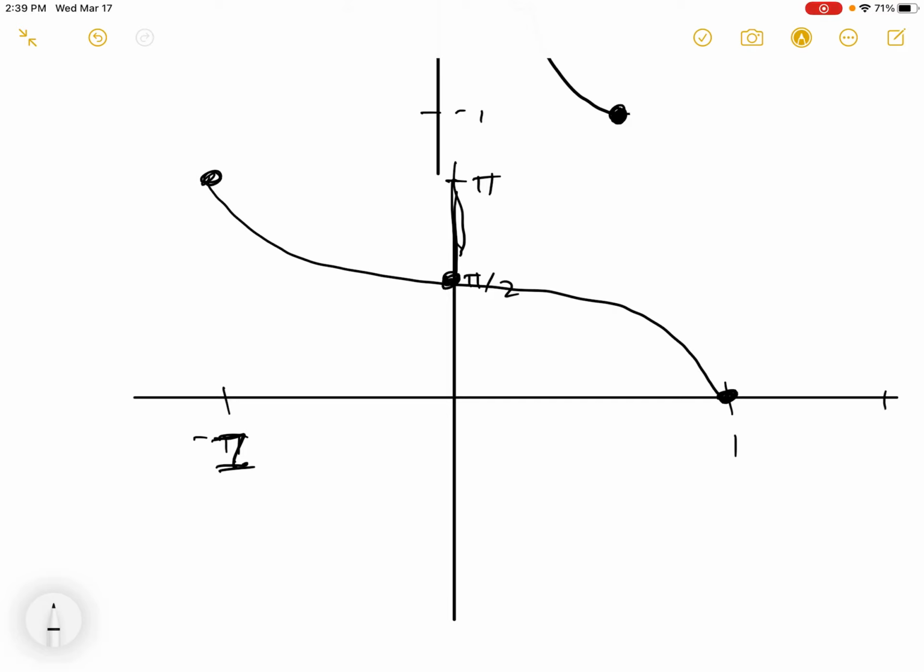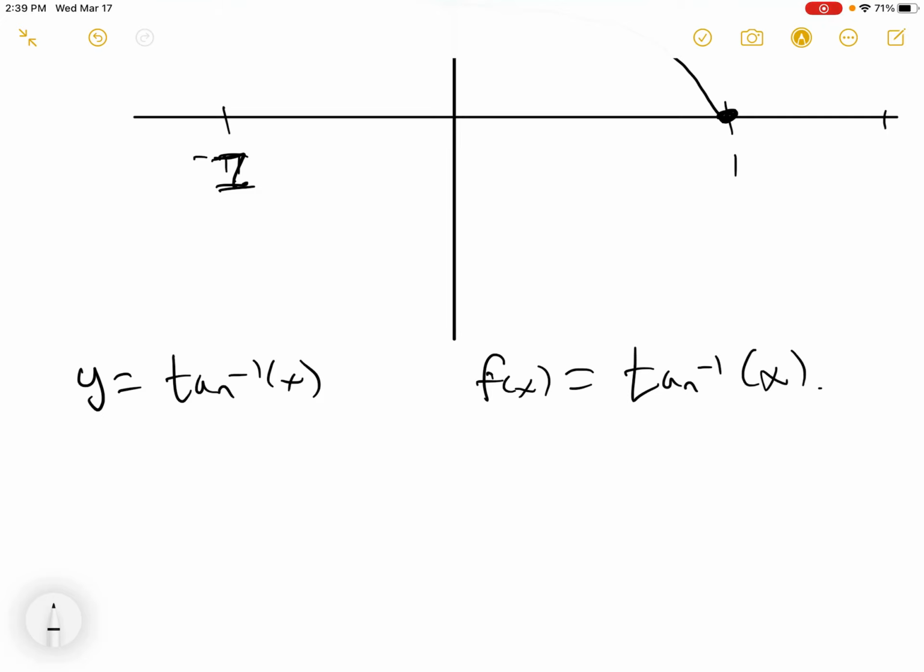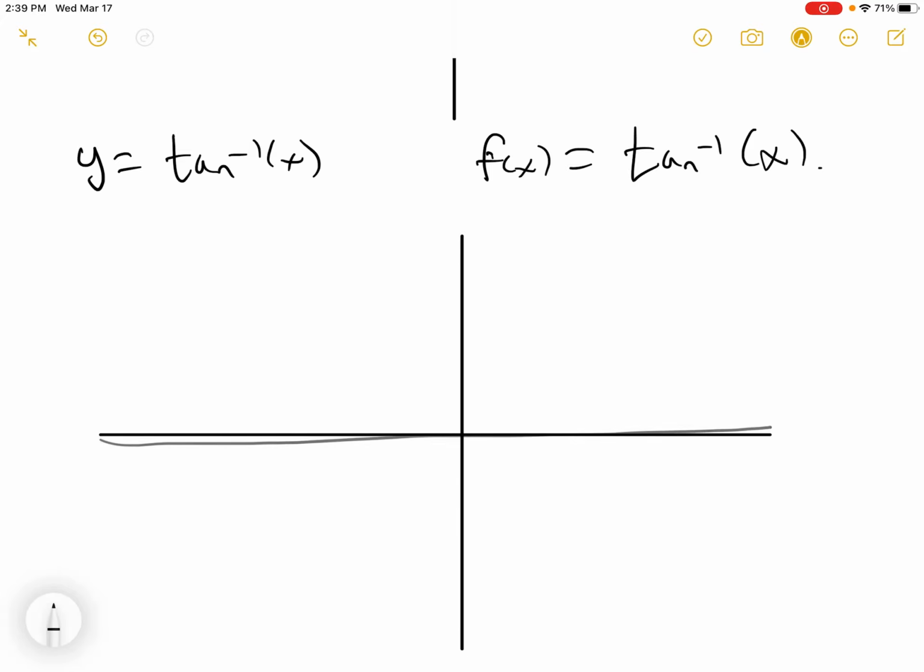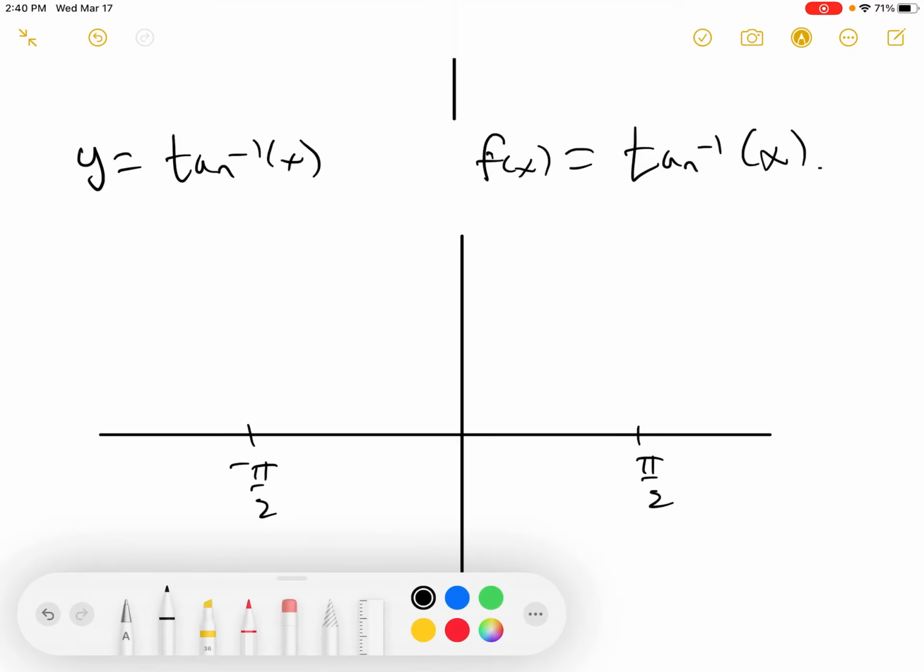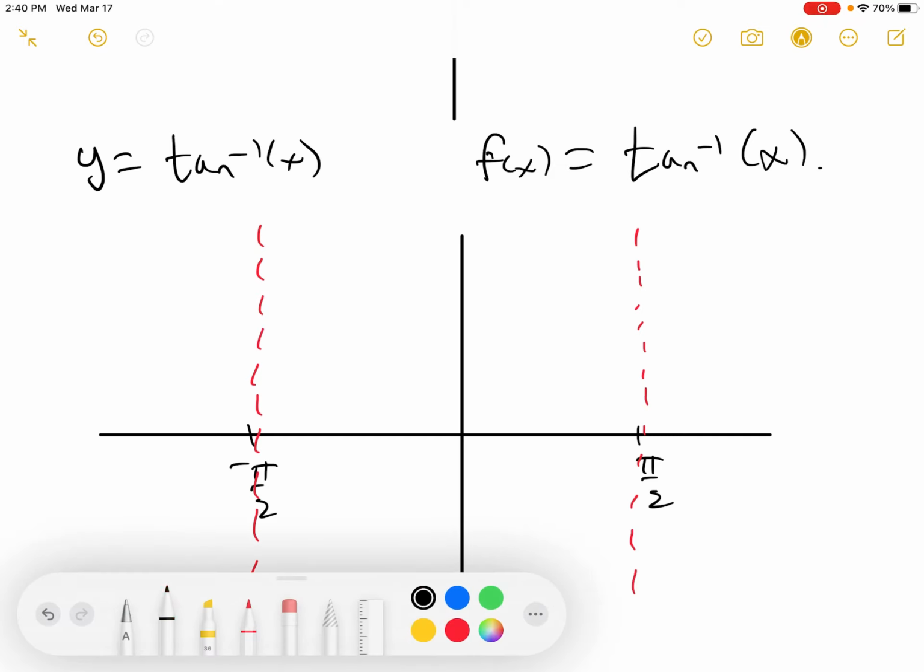All right, let's look at tangent, and we want to look at tan inverse of x. For those of you taking Calc 2, this function becomes really important. Okay. So when you graph tangent of x, remember there's asymptotes at all the multiples of pi over 2. And the range is all real numbers.